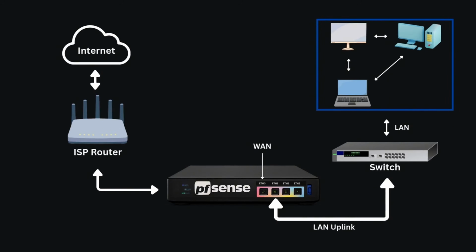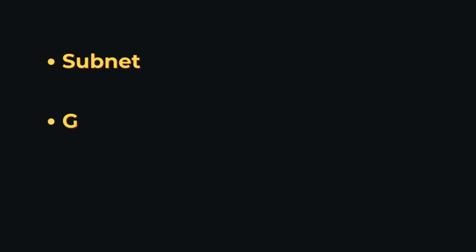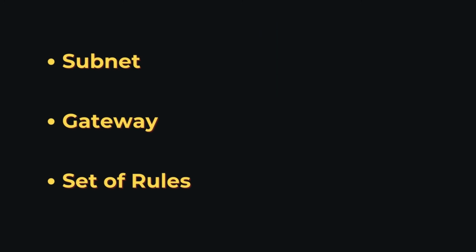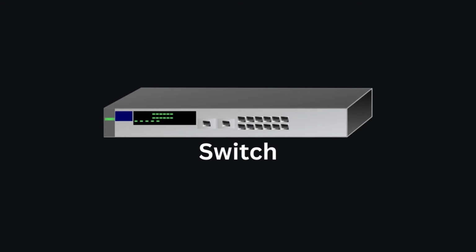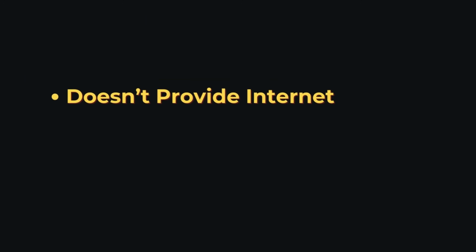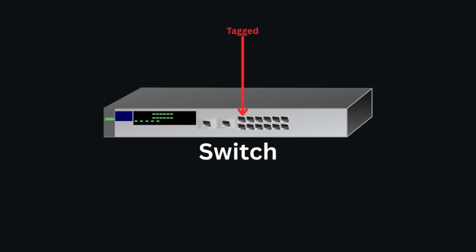Instead of a single flat LAN, we use VLANs, and VLANs enable us to divide the LAN into multiple logical networks, each with its own subnet, gateway and set of rules. For example, we have one LAN for our computers, another for Proxmox and the third for the vulnerable lab. Then we have the switch as a key role, so it doesn't provide internet and it doesn't make firewall decisions. Its job is to tag and untag VLAN traffic so that pfSense knows where the traffic originates.